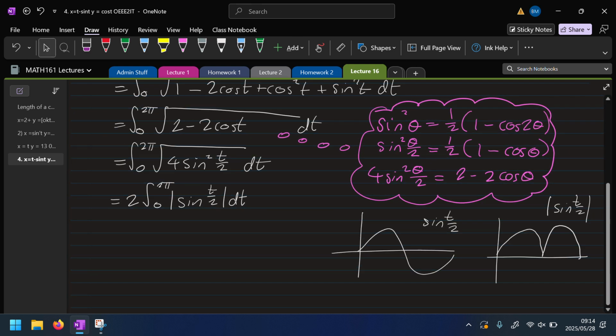Okay. So with the sketch, we can see we can do the same thing as before. We can just integrate that first bit and then double the result. So we just double this. The 2, doubled, we just write as 4. Integral from 0 to pi. So we're going to do the first half and then double the answer.